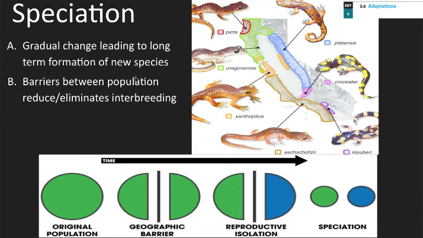Speciation is a similar concept, but it happens over a long period of time, and it's a gradual change. Barriers between populations reduce or eliminate interbreeding, and then typically different populations form over a long period of time. So the original population somehow gets divided, they reproduce in isolated pockets, and over time the species diverge and become 2 separate species. They'll be closely related, but they are 2 separate species, typically because they're surviving in different conditions.